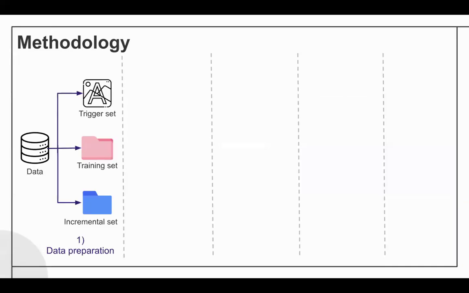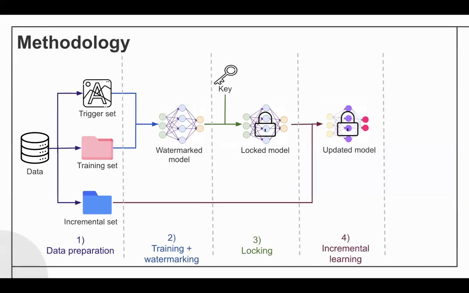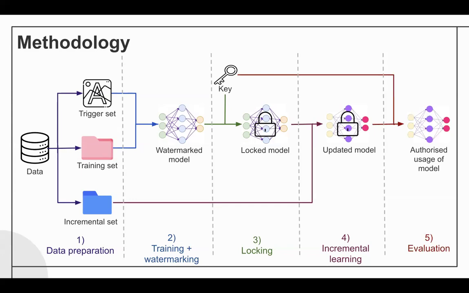I will now give a quick overview of the experimental procedure. First is to prepare and process the data to generate a trigger set, a primary training set, and a set for incremental learning. Using the trigger and training set, I built and trained a watermarked model. This model is then encrypted using a key before undergoing incremental learning. Finally, the updated model is unlocked using the key and evaluated based on its test accuracy and watermark accuracy.